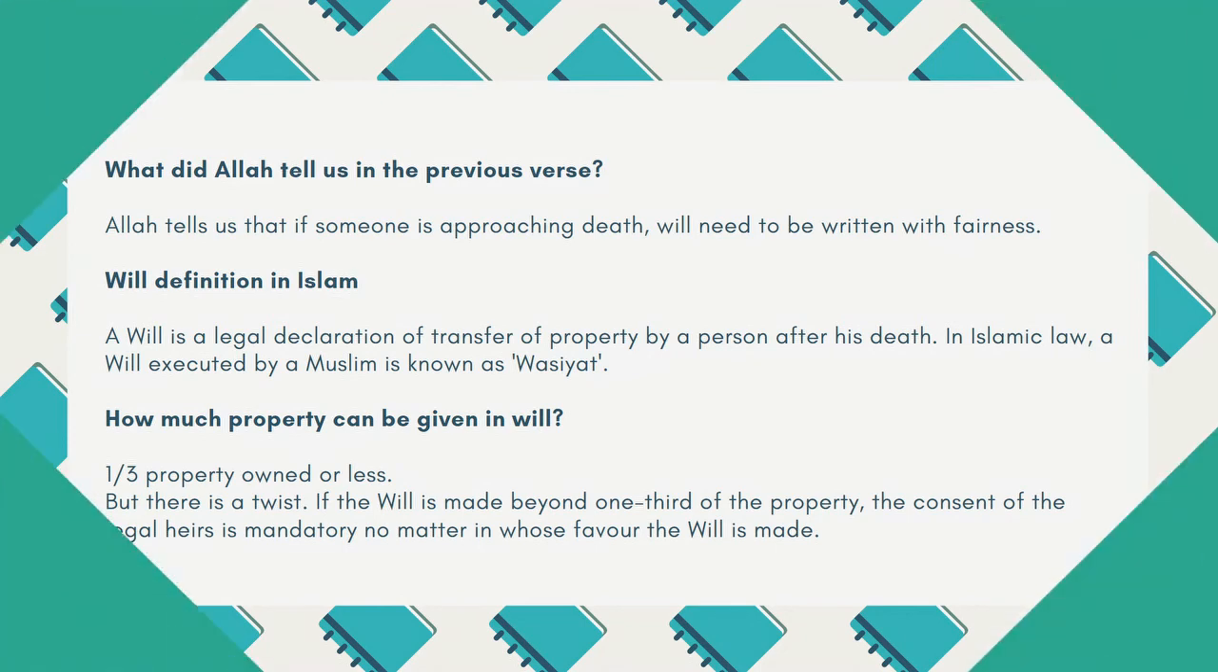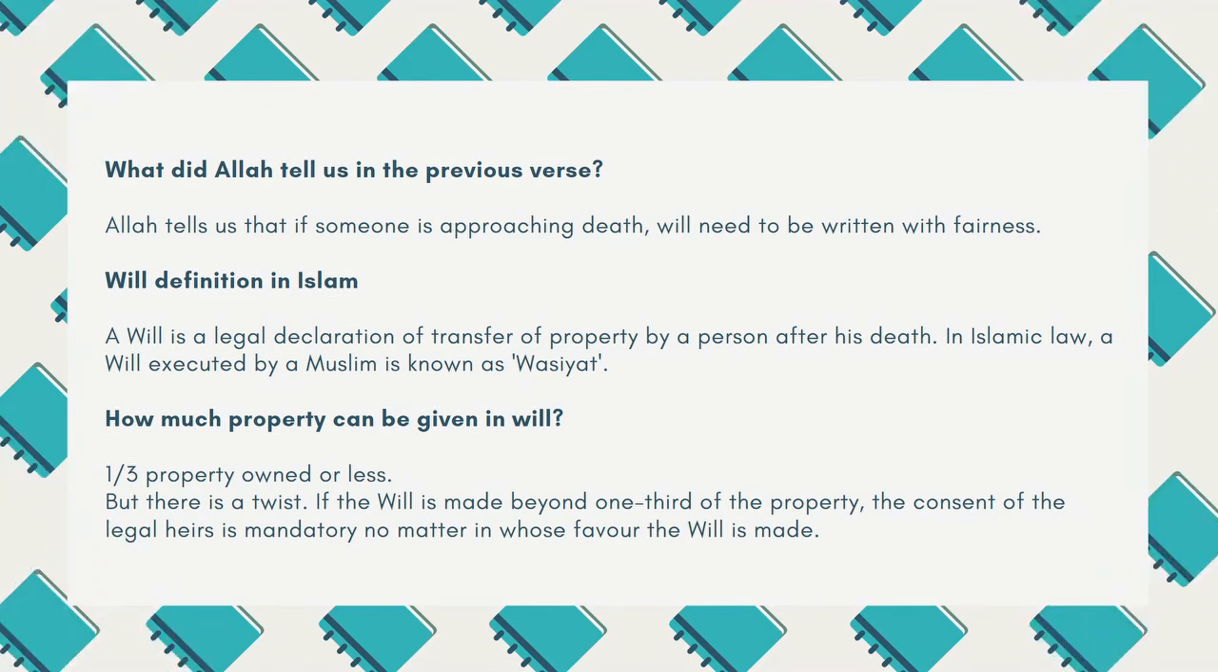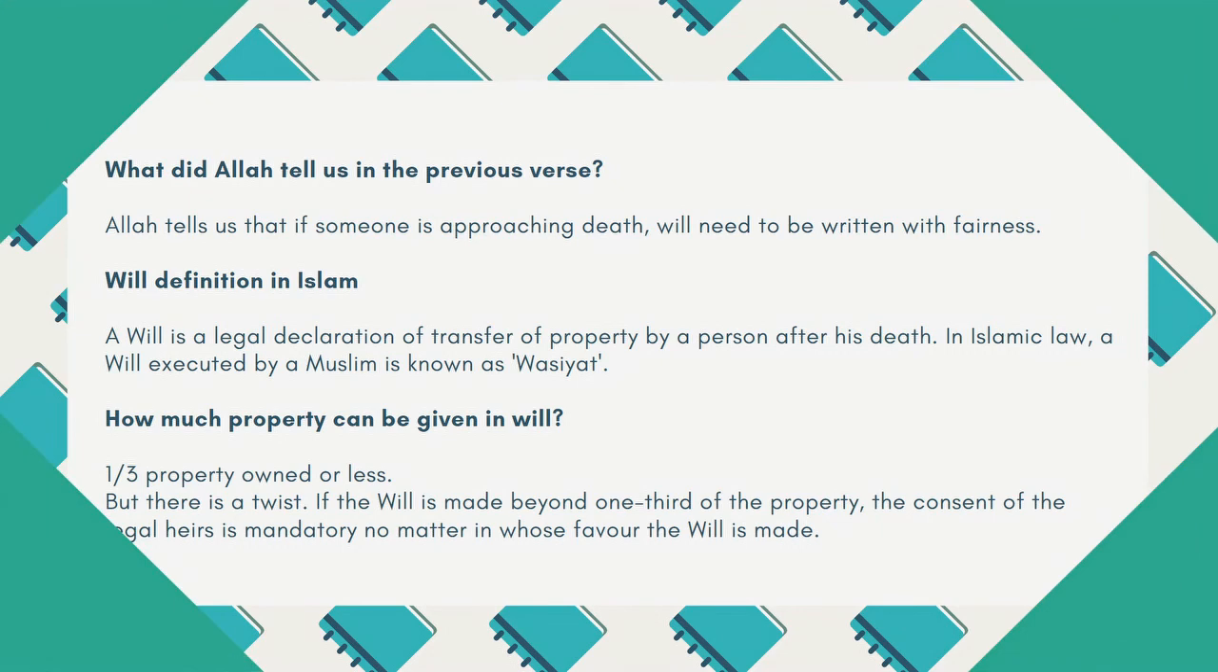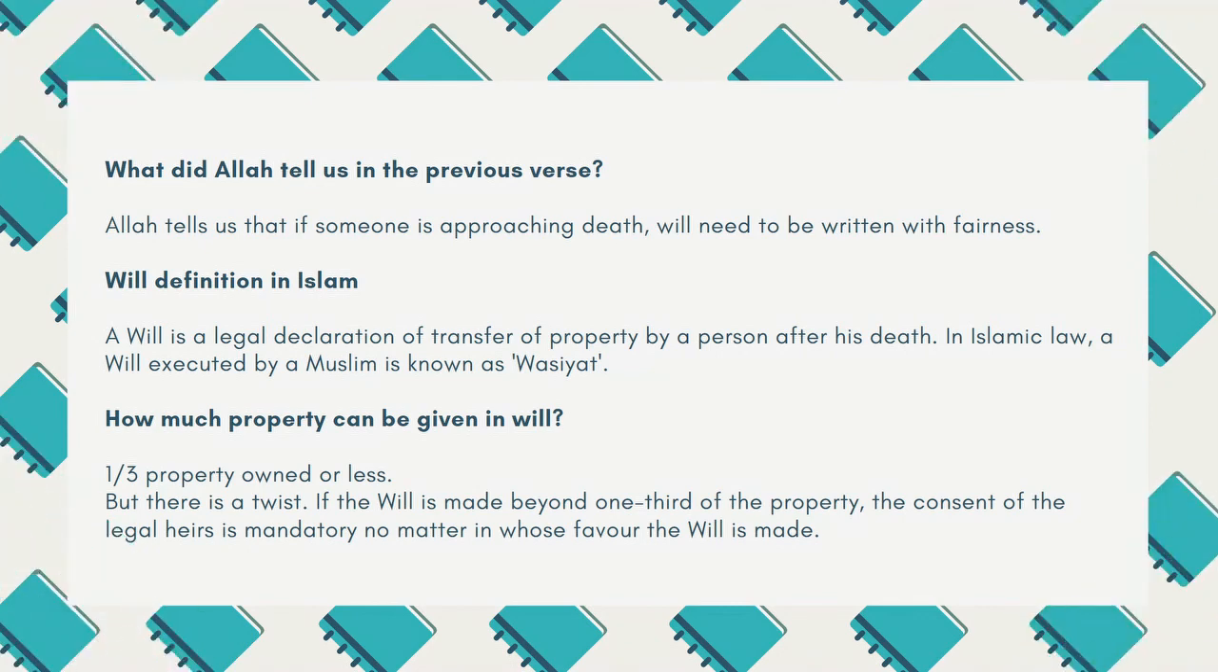Only 1/3 property owned can be given in will, or less. But there is a twist. If the will is made beyond 1/3 of the property, the consent of legal heirs is mandatory, no matter in whose favor the will is made.